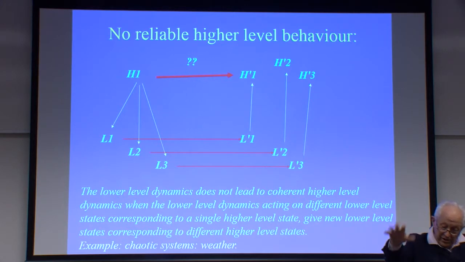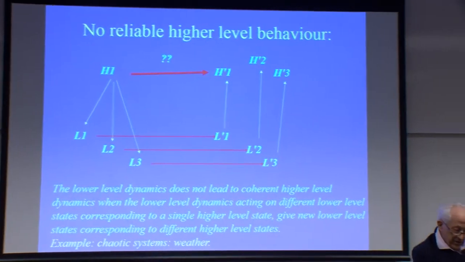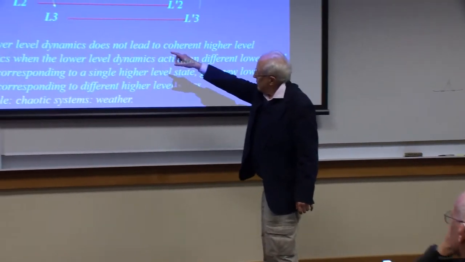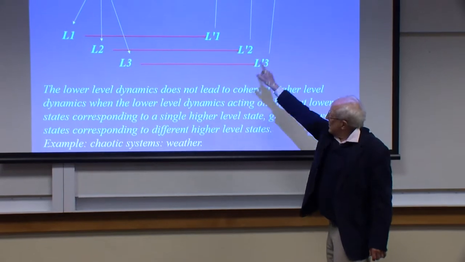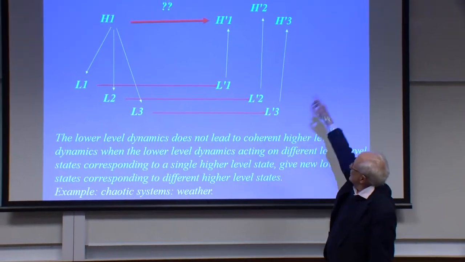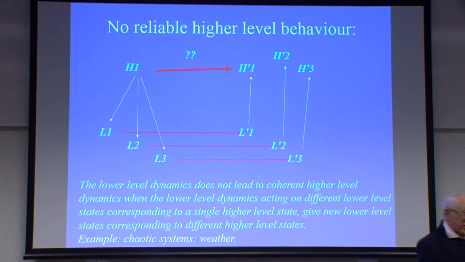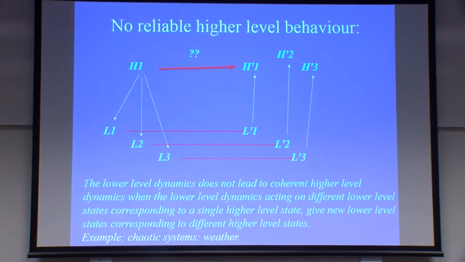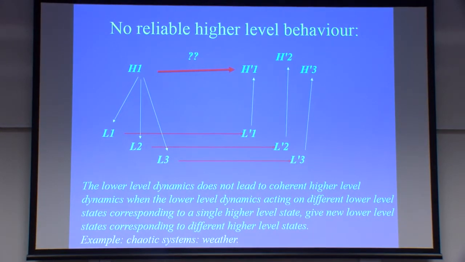Represented on a large scale as seen in a satellite photograph, and at the microscale there can be many different combinations of molecules and clouds which realize it, L1, L2, L3. The lower level dynamics takes that to there, that to there, that to there. When you coarse grain those back to the higher level, they give you different higher level outcomes because it's a chaotic system. And so in that case, the lower level dynamics does not lead to coherent higher level dynamics when the lower level dynamics acting on different lower level states corresponding to a single higher level state give new lower level states corresponding to different higher level states.